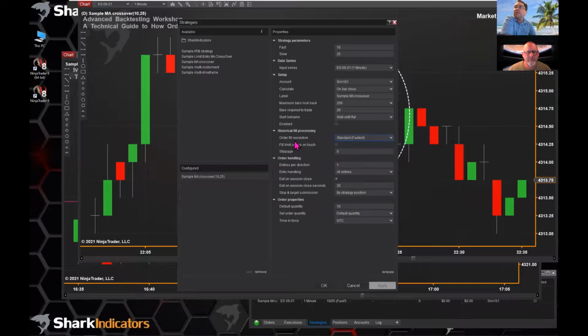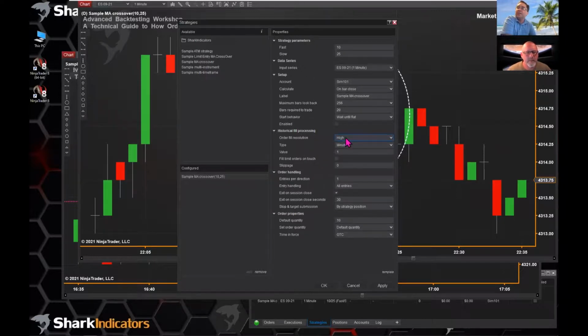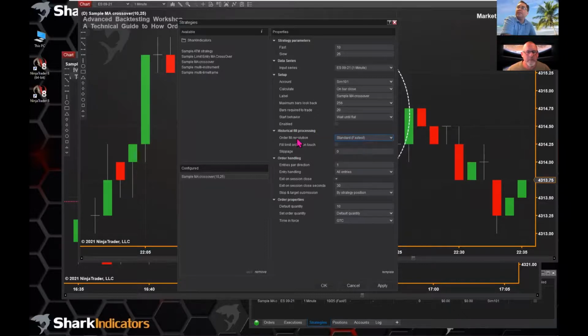So order fill resolution, set to high. What that does is you can see this new option opened up, a 1 minute chart option, right? So let me turn this off again. With standard fast back testing, it back tests using your chart data. This is a 1 minute chart, so standard is going to be back tested against 1 minute bars.